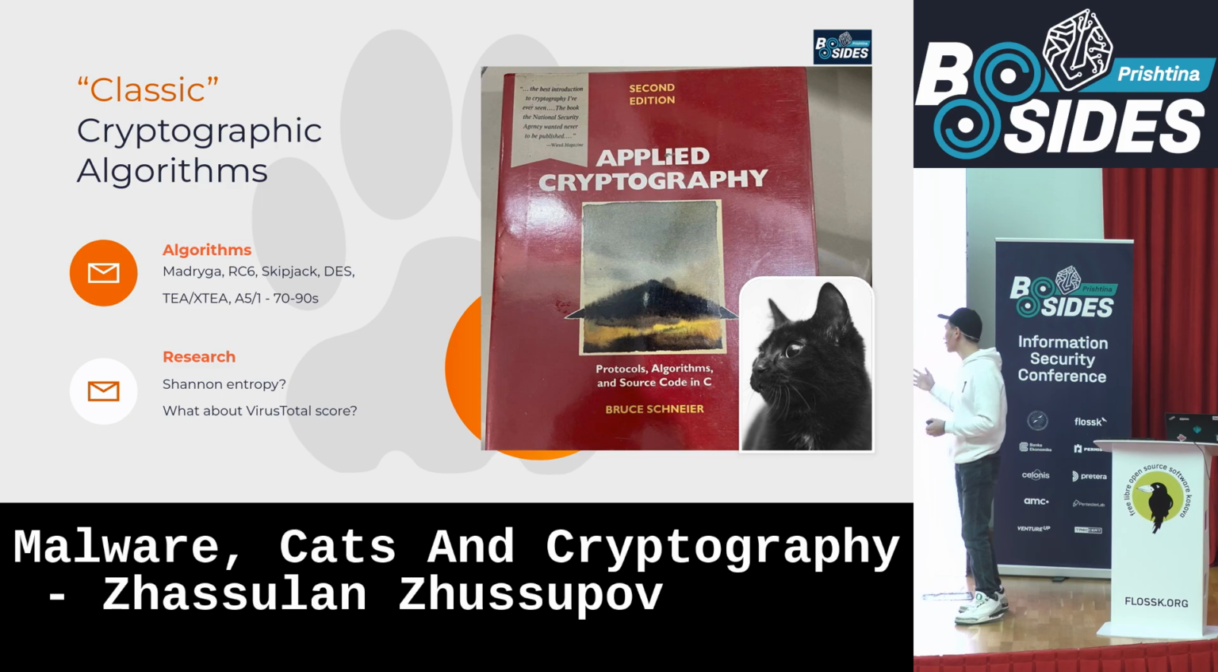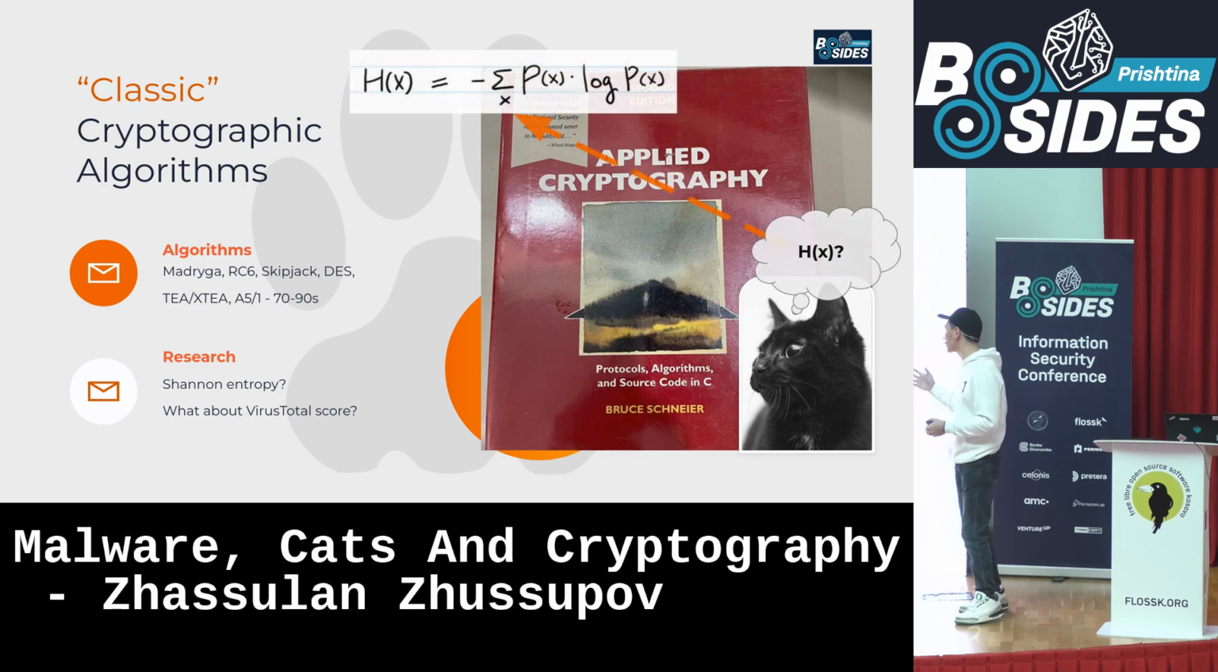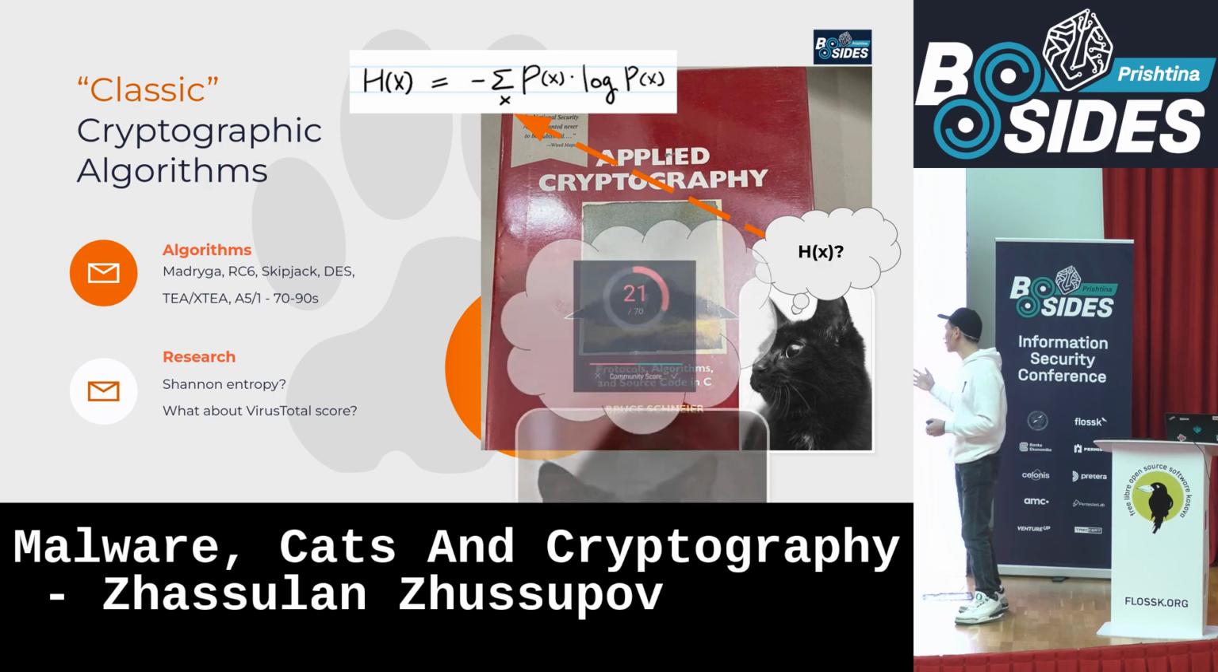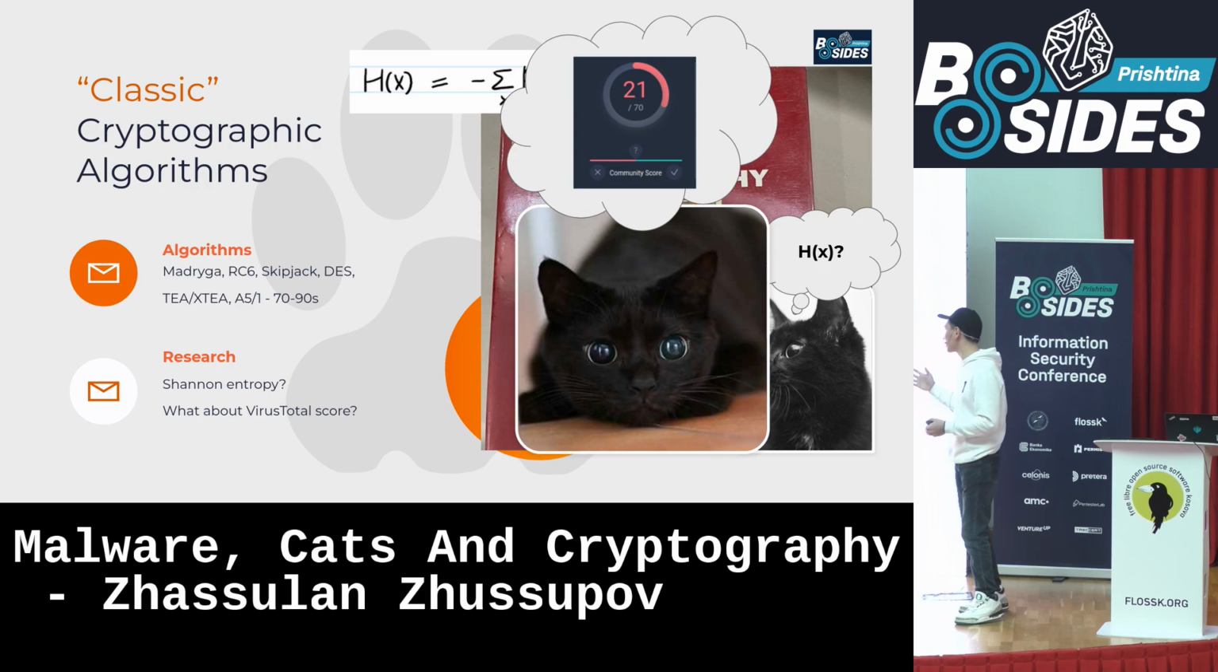But what is the main goal of this research? How does using these cryptography algorithms affect Shannon entropy? Is it increased or decreased? And what about the VirusTotal score?